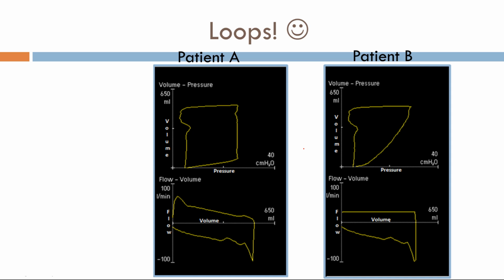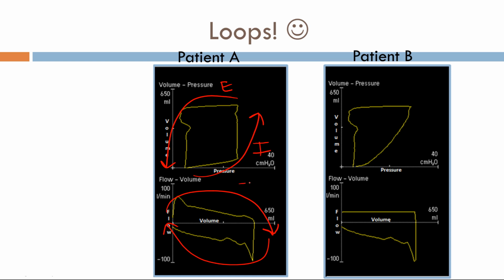Loops. All right. First thing you want to do is take note of the scale. Your volume here, pressure. This is a volume pressure loop. Next one here, we have flow here and volume here. This is a flow volume loop. Second thing you have to know is which phase is the patient in. So here, this is inspiration, this is expiration. Inspiration, expiration. That's how I want you to look at all these.